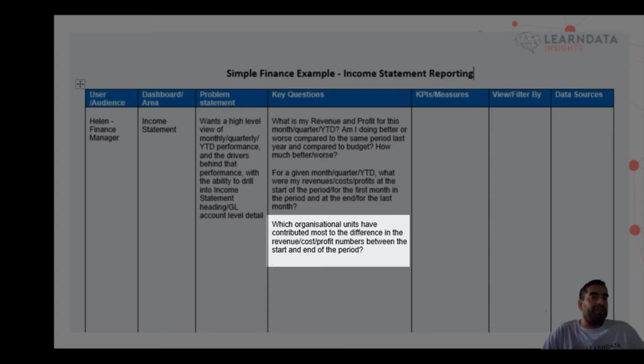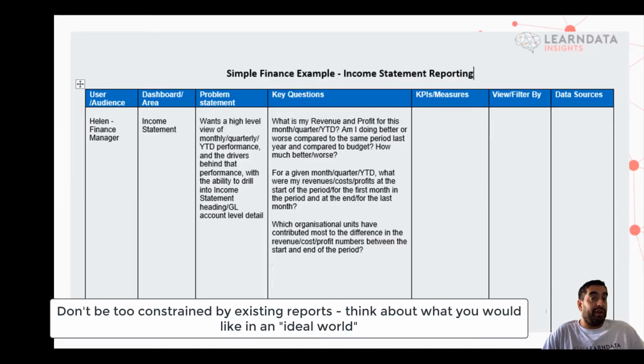And then we actually want to know, well, which organizational units have contributed most to that difference. So if we can see that we had a profit last year or the start of January and of this month, and then now for this month we've got a profit of this amount, which organizational units have seen that increase in profit and monthly profit, and which ones have seen the decrease between those two periods?